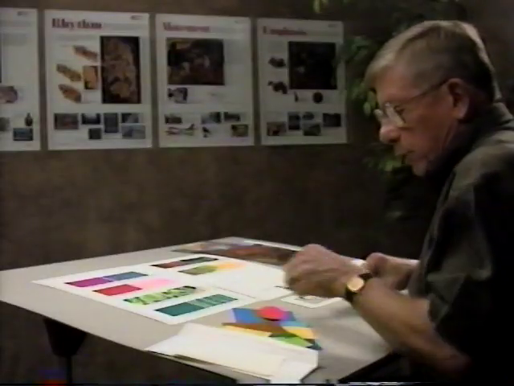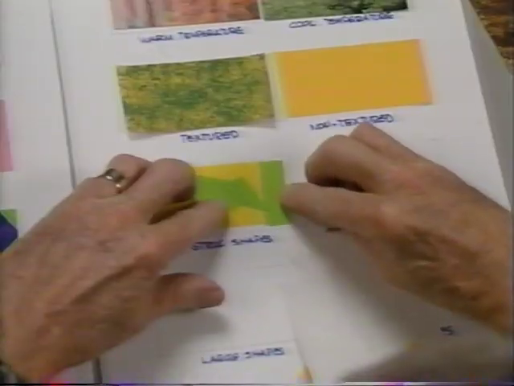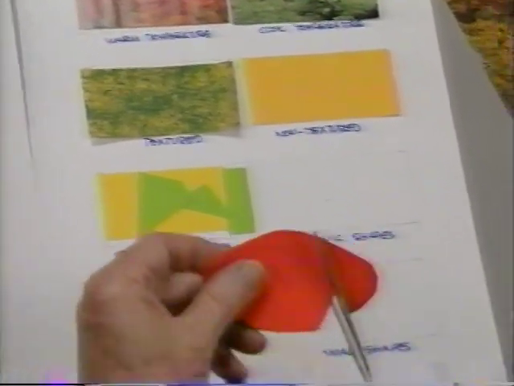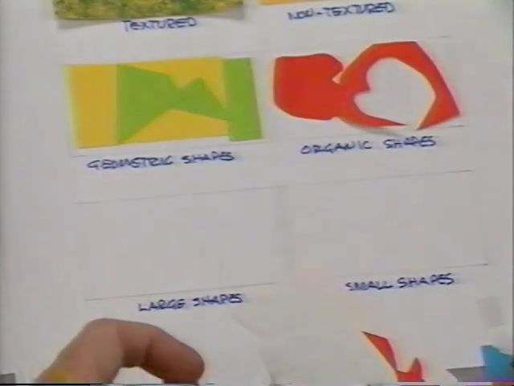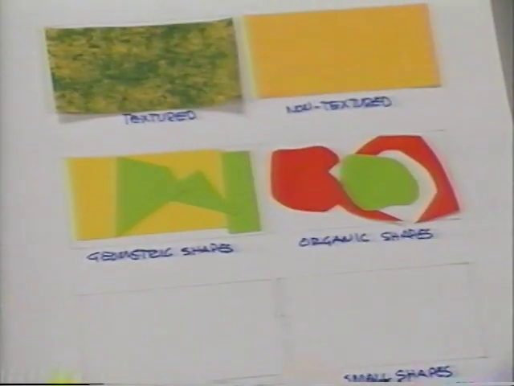We can do ones with areas with geometric shapes. We can put those in a little collage and mount those on the chart. Or we can make them with organic shapes. So we cut pieces that are not geometric. We can make a little collage out of organic shapes.